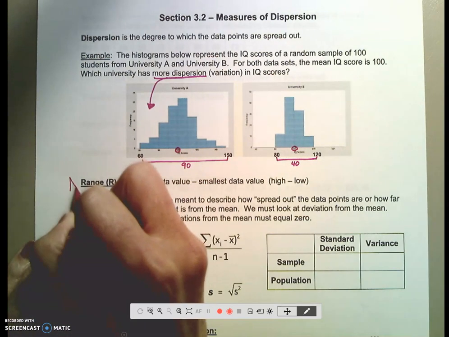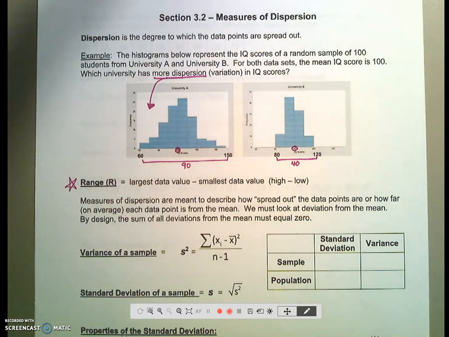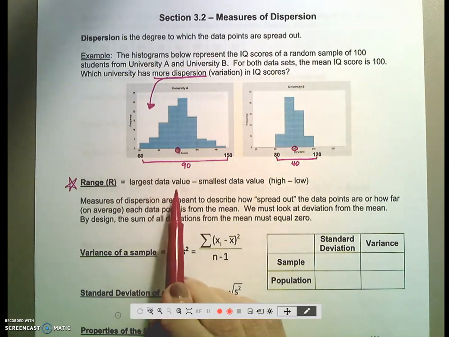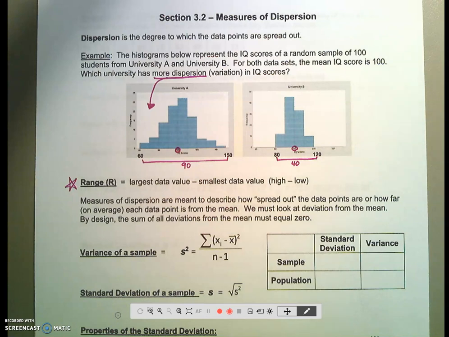So this is the first measure of spread that we're going to talk about. It's a very simple one, and that's called range. It's just largest data value minus the smallest, or high minus low. Super simple. And they call it R. That's the letter that they give range. So if you wanted to use that, you could say that based on the range, the group with the larger range is more spread out or more varied. But that, like I said, is a very simple way to look at things. So we need to dig just a little deeper.